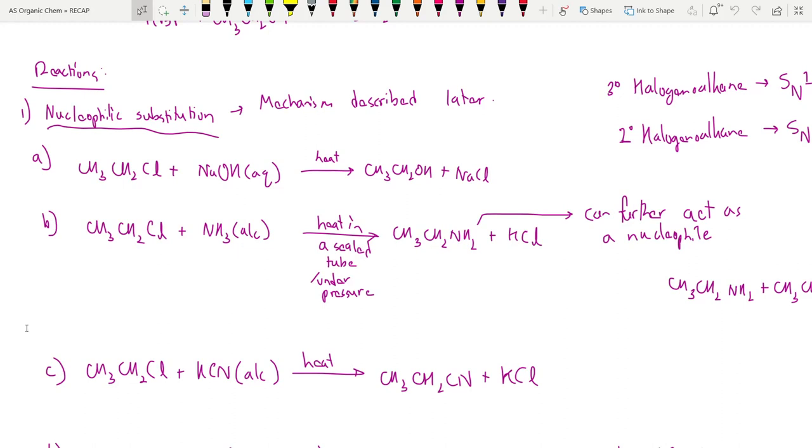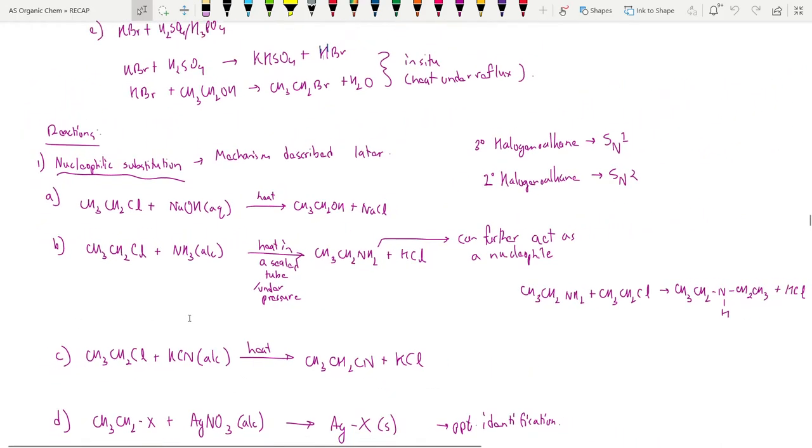We get an alcohol. We can also react it with ethanolic ammonia, and we have to apply heat in a sealed tube or heat under pressure. That's what you need to write to get marks. We're going to get the amine. So here's the thing. This is a pretty hard one.